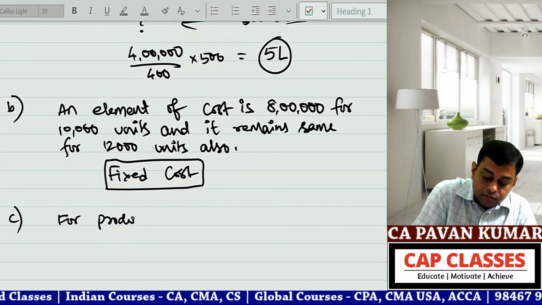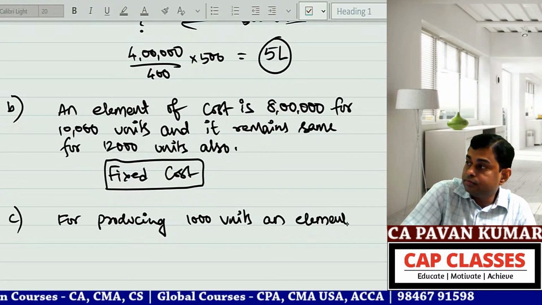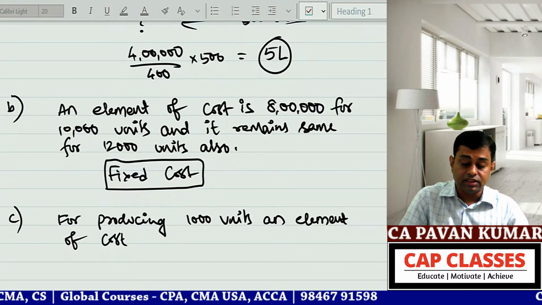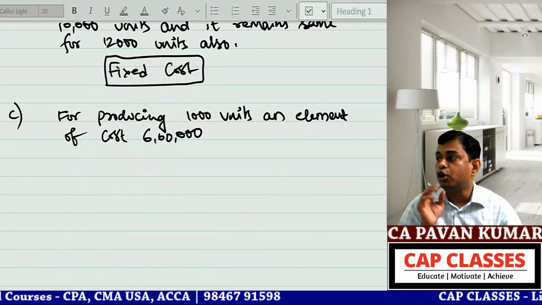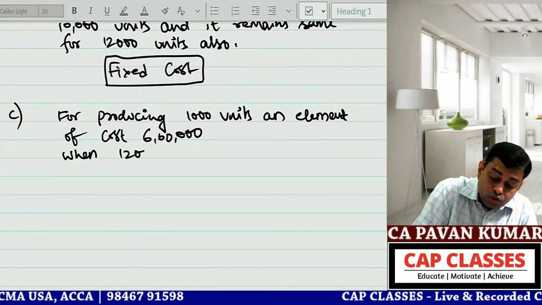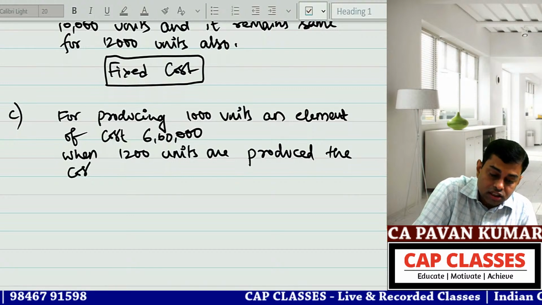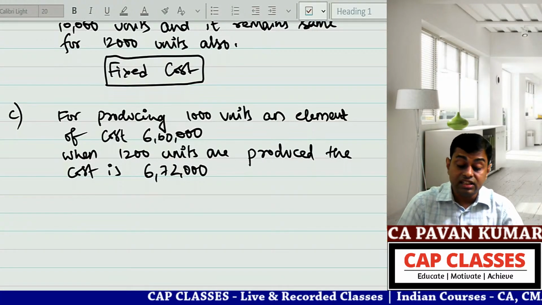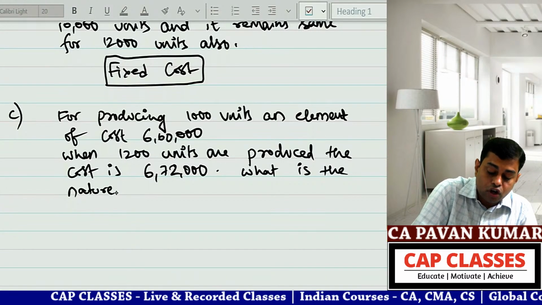For producing 1000 units, an element of cost is 6 lakhs. When 1200 units are produced, the cost is 6,72,000. What is the nature of cost?